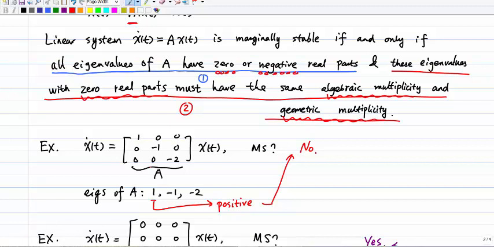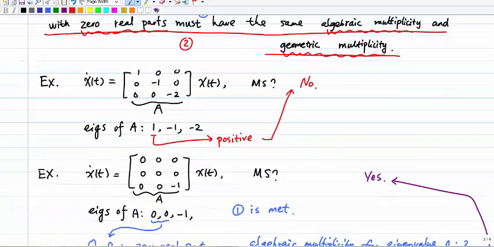I don't want to give a very complex example since our goal is to verify these conditions, so it's better to easily find the eigenvalues. Because A is a diagonal matrix, the eigenvalues are just the diagonal entries, which means the eigenvalues of A are 1, negative 1, negative 2. The first condition says eigenvalues of A must have 0 or negative real parts. Apparently here we have an eigenvalue which is 1, which has a positive real part. So it's not marginally stable.